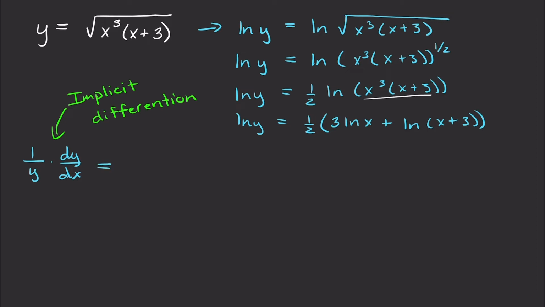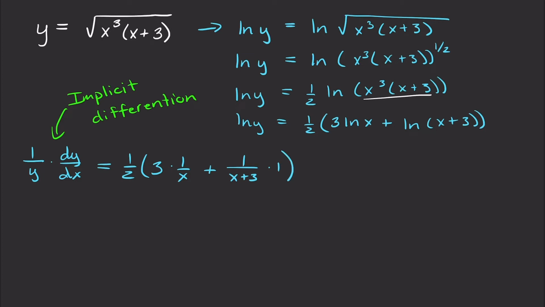So then we take the derivative of the right side. So we have 1/2 that comes out front times the derivative of these two terms, which is just going to be 3 times the derivative of natural log of x, which is just 1 over x, plus the derivative of the natural log of x plus 3. So we just do 1 over the argument. So 1 over x plus 3 times the derivative, which is just 1. So the derivative of x plus 3 is just 1.